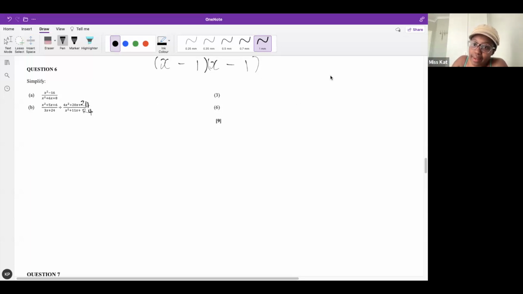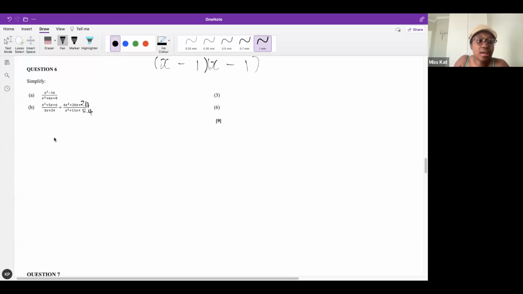Let me do it anyway. So what you're going to do here, I'd say simplify, right? So that means we're not going to end up with x equals something. Okay, that's not going to happen. So we have to factorize all of these and then cancel out.